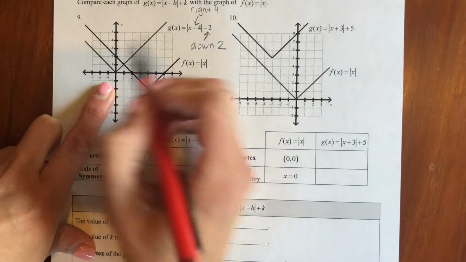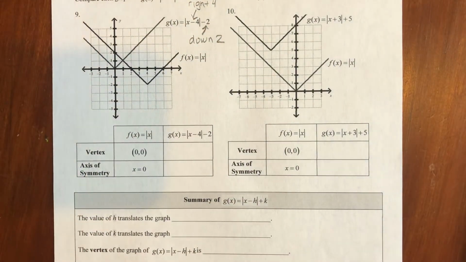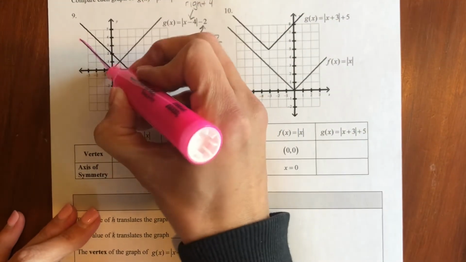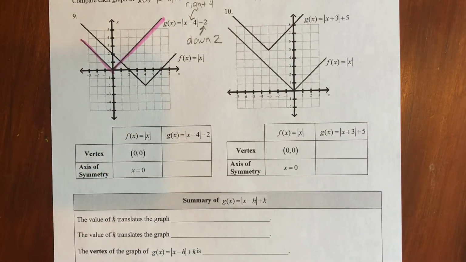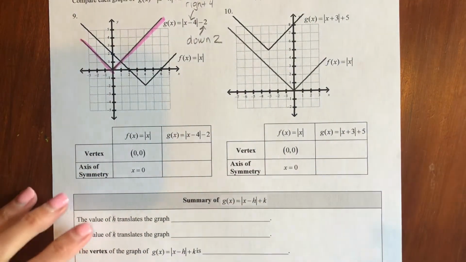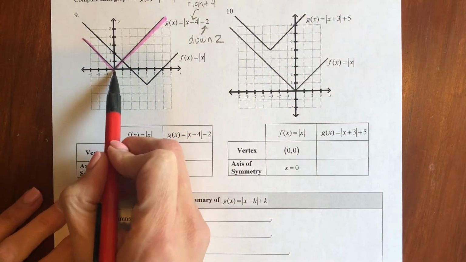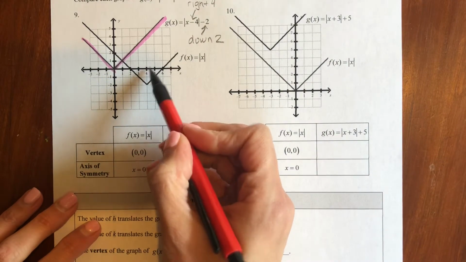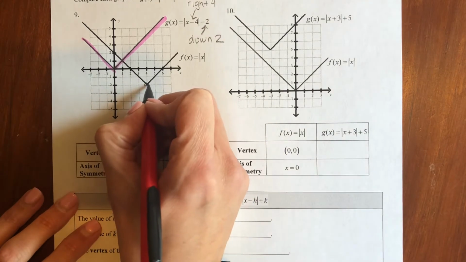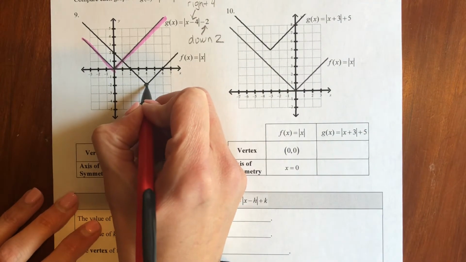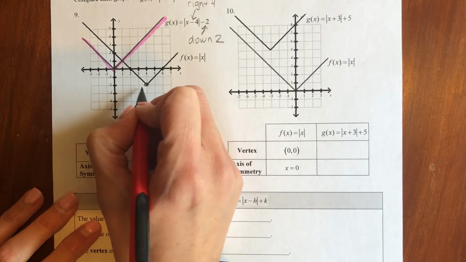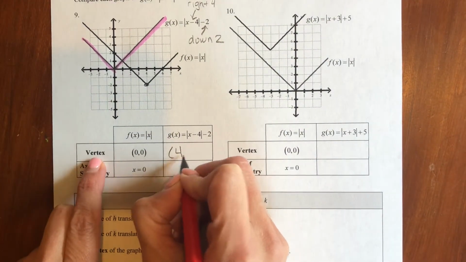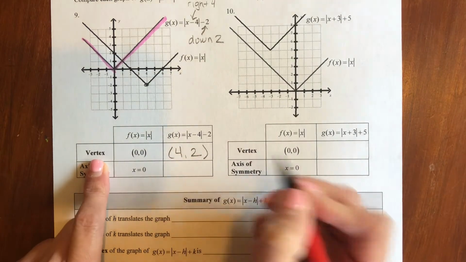So here's your parent function. Right here, here's the parent function. I'll highlight it in pink. That's what we start with at the vertex of 0, 0. And we're going to move that vertex right 4. 1, 2, 3, 4. And then down 2. 1, 2. So there's my new vertex right there at the point 4, -2. So my new vertex is at 4, -2.